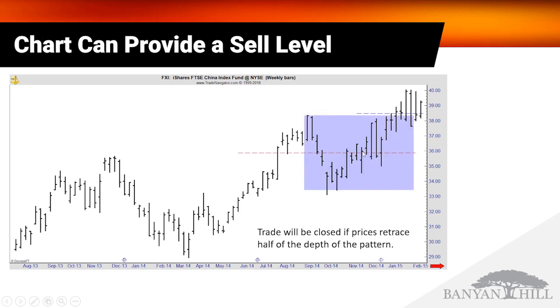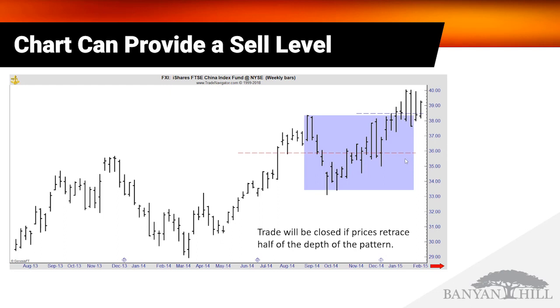And on this chart, what I've done is highlight the trading range that we were looking at originally. And we bought a breakout of that range. So then we measure the depth of the pattern and put our stop at the halfway point. In this case, we're into the ETF at about 38, and the stop is only $2 below that level. So that's our defined risk.